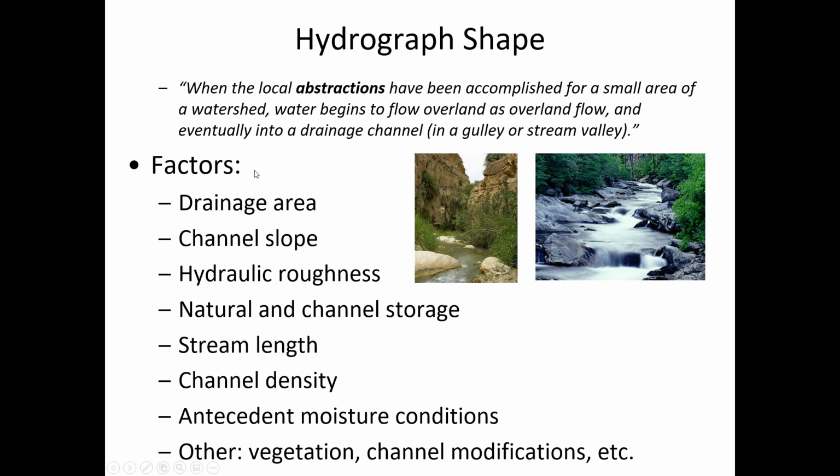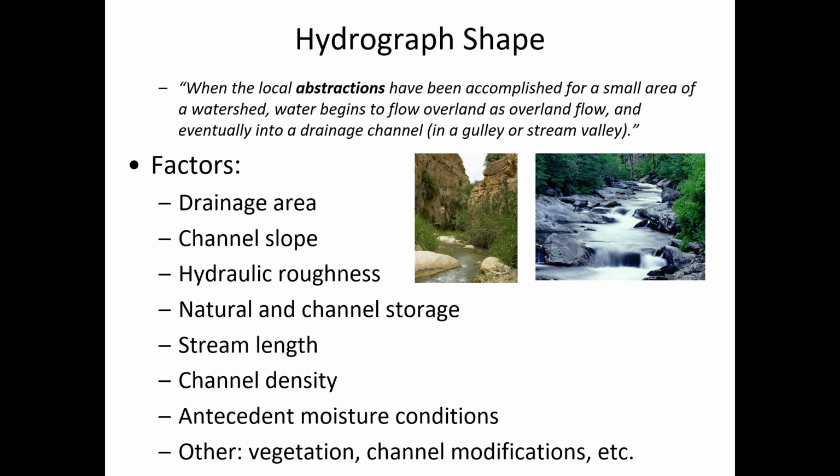But there are some factors that the rational method doesn't take into account, like the slope of the channel. If we have a watershed with a lot of streams in it, Q equals CIA doesn't have anything talking about the characteristics of the stream inside the watershed. It doesn't reflect the length of the stream. It doesn't reflect how closely spaced the channels are or the roughness of the stream. It doesn't really have any of the effects of routing accounted for.